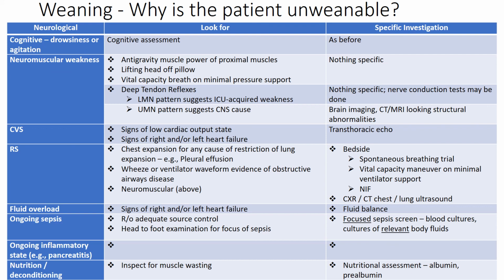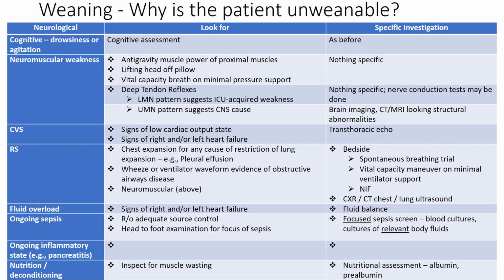Cardiovascular: are they having a low cardiac output state, or heart failure, which again, as soon as the positive pressure is removed, the afterload increases, the preload increases, and they're not able to cope with it? Then respiratory system, you can have any cause where you have restriction of lung expansion, so pleural effusion, or obstructive lung. So I've mentioned pleural effusion here, but obesity is another thing. Okay, or poor chest wall compliance or something like that.